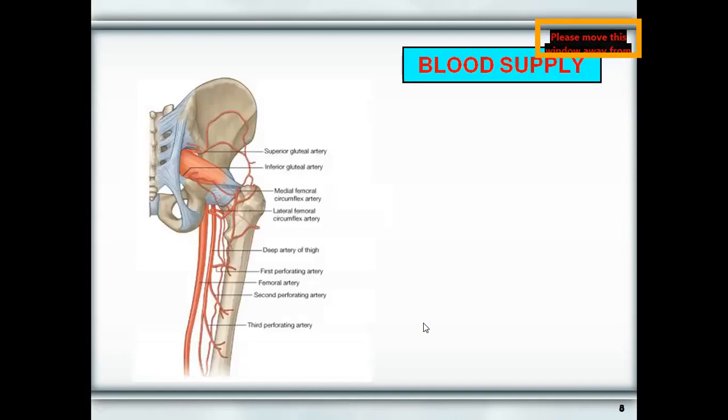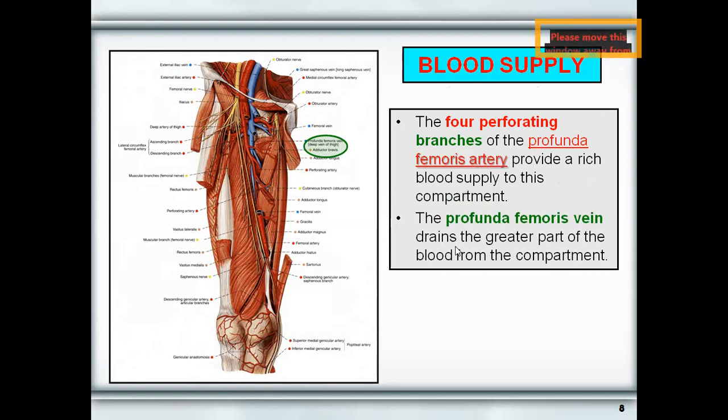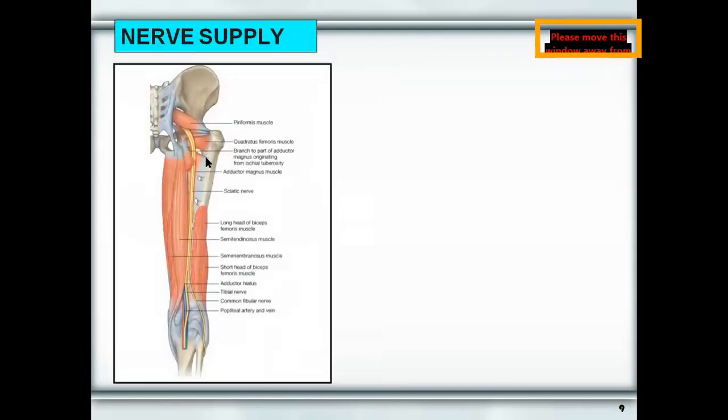Okay. Now the blood supply is coming from the branches of the femoral artery, that is nothing but the profunda femoris, through its perforating branches which join to form the cruciate anastomosis. Four perforating branches of profunda femoris provide a rich blood supply to this component. Correspondingly, we have the vein, that is the profunda femoris vein, which is actually draining the greater part of the blood from the posterior compartment.